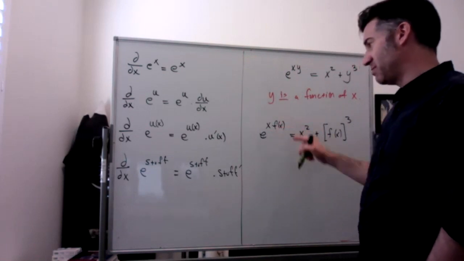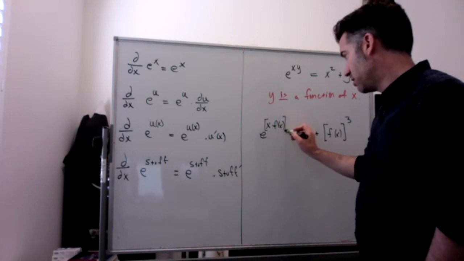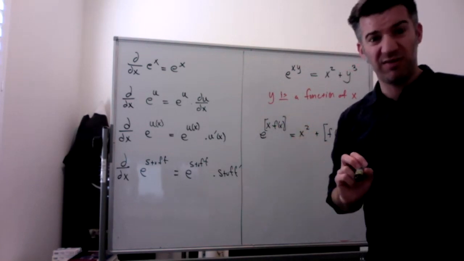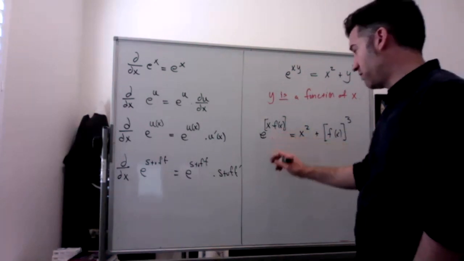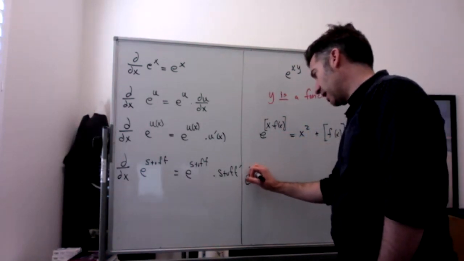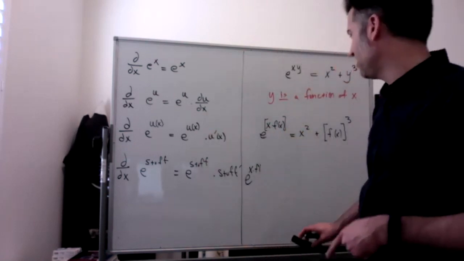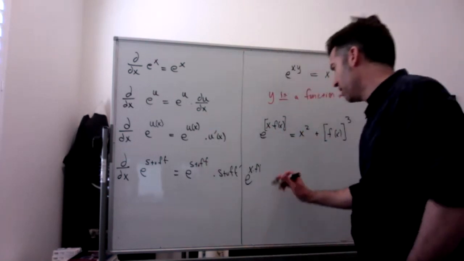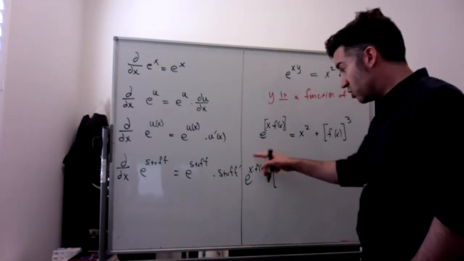Differentiating e to the x times f of x, I'm going to take the derivative of e to the stuff. And the derivative of e to the stuff is e to the stuff times the derivative of the stuff. So the derivative of this is going to be e to the x times f of x times the derivative of that stuff.